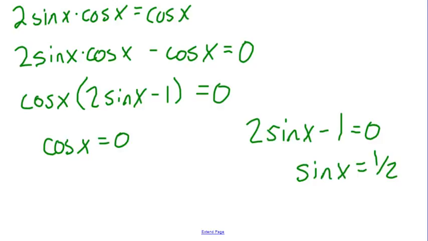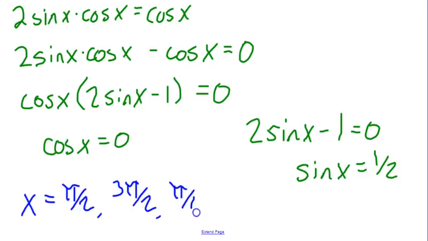So now you need to look at your unit circle. We're looking for the values of x where cosine is equal to 0. Cosine is equal to 0 at theta values of pi over 2 and 3 pi over 2. Now we need to find out where our sine values are equal to 1/2. Well, sine is equal to 1/2 at pi over 6 and 5 pi over 6. So these are the four values that, if we plugged them into that original equation, would make that equation true.